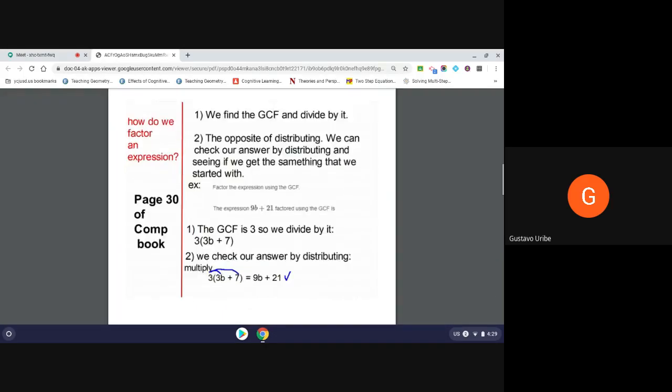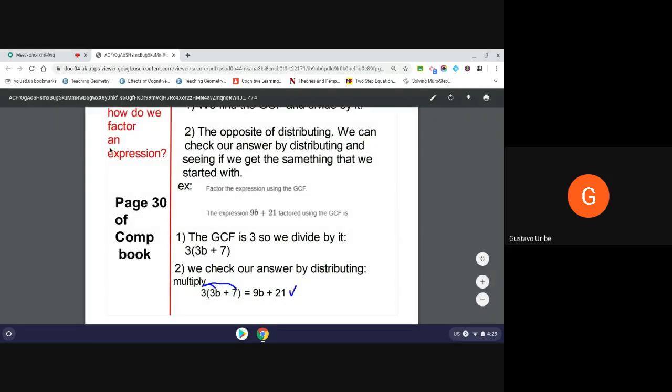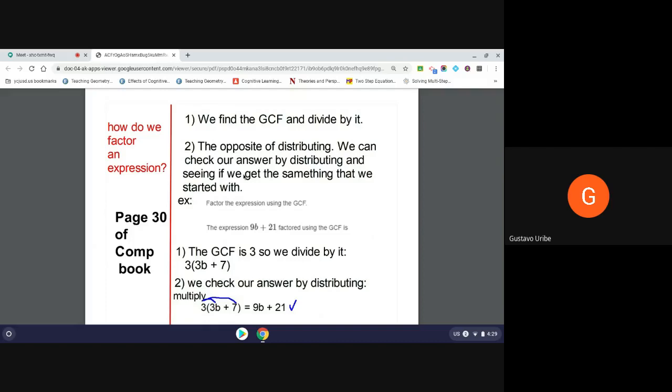Okay, now we're going to go over using the greatest common factor. How do we factor an expression? First you have to find the GCF and divide it. So this is the opposite of distributing. We can check our answer by distributing, which is what we learned in the last section, and see if we get the same thing that we started with.